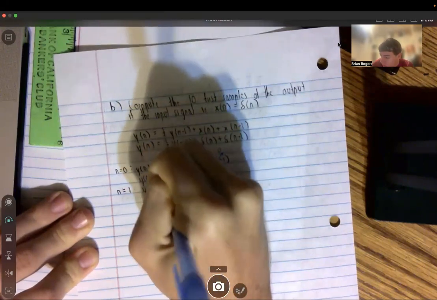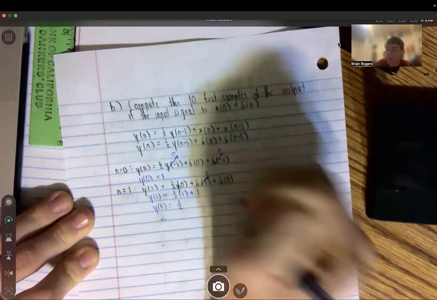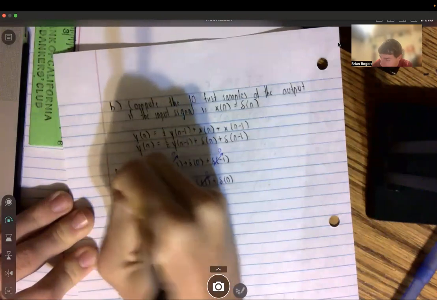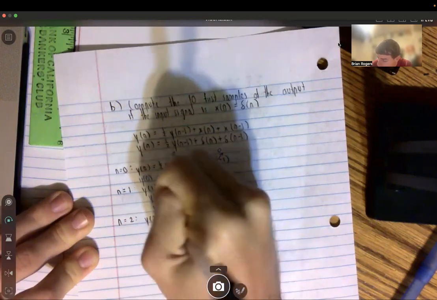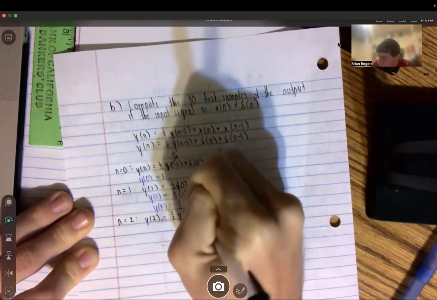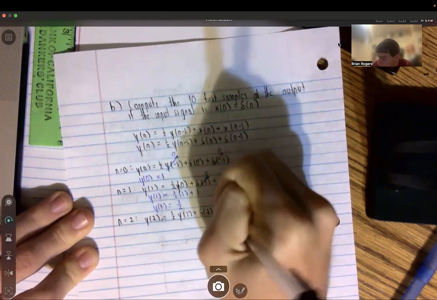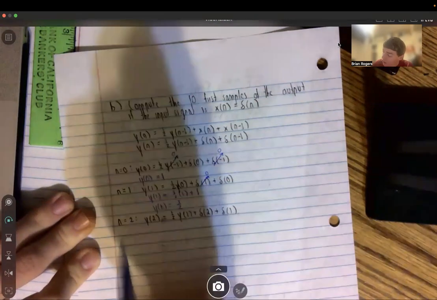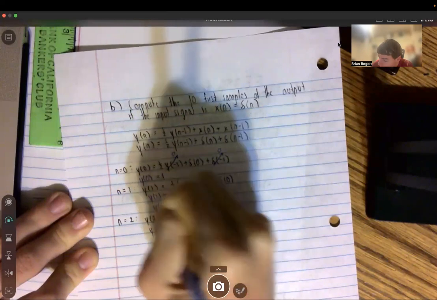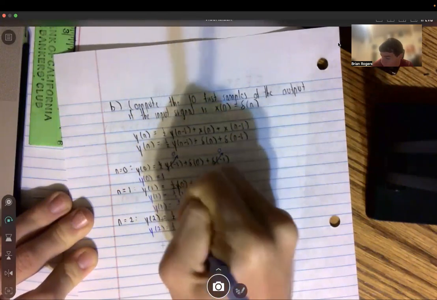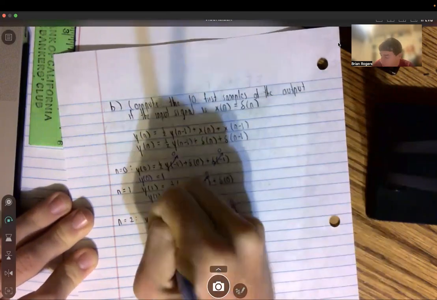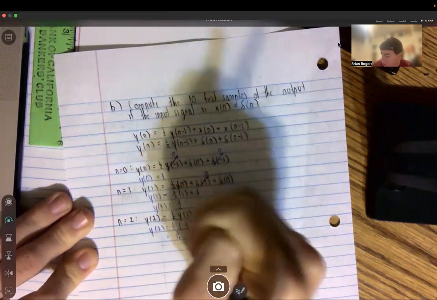So y of 1 is equal to 3/2. Okay, now we're going to go to n equals 2. Substituting n equals 2 into the equation above, we have y of 2 is equal to 1/2 y of 1 plus delta 2 plus delta 1. Now that we have that, y of 2 is going to equal 1/2, and our previous answer was 3/2 for y of 1. And then this term would be 0, this term would be 0 here, and so it would just be 3/4 for your y of 2.